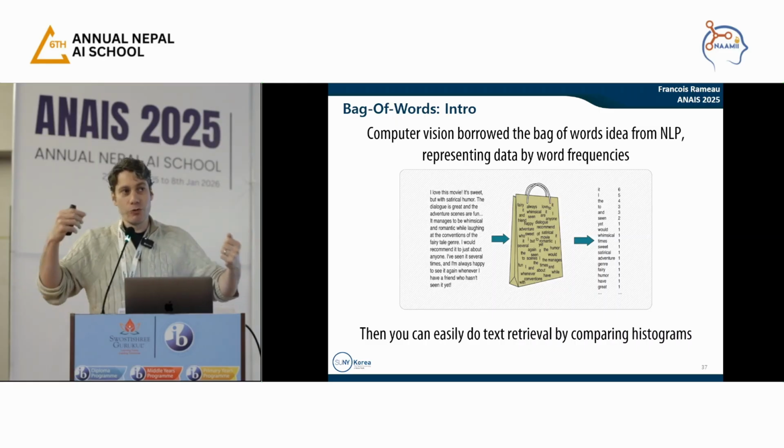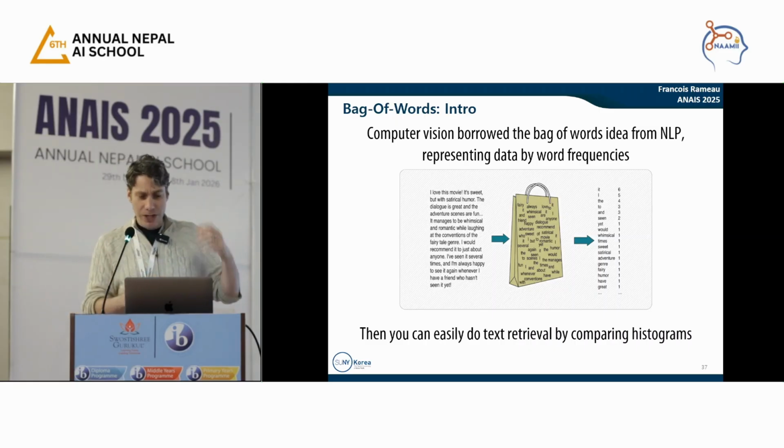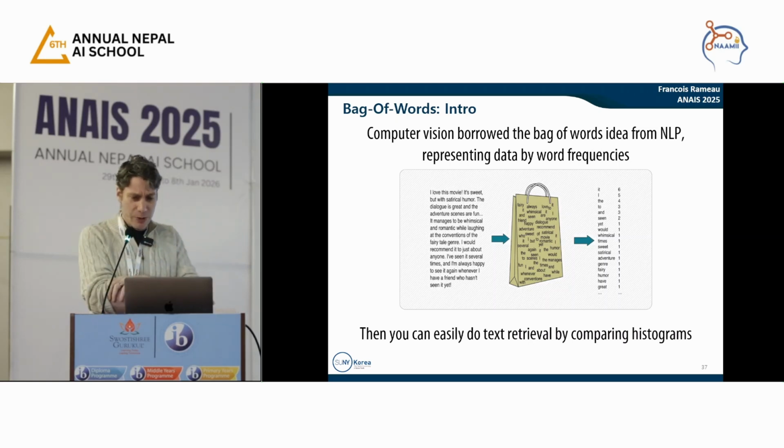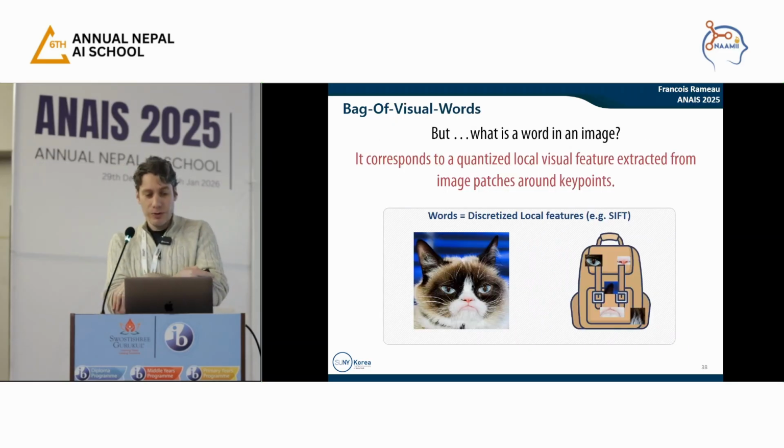So you see that now you can retrieve text. That's a very old idea in NLP, in natural language processing. But now how do you transpose that to images? Now we want to use what we call visual words, okay? But what is a visual word?